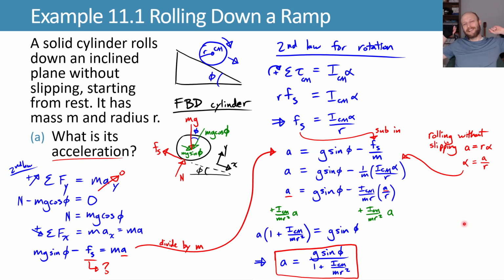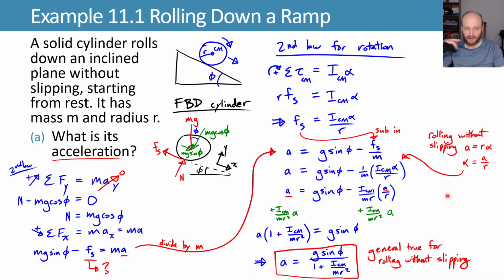You might be like, why didn't we substitute in for I center of mass way back here? Maybe that would have made our lives easier. Well, by not doing so, we have gotten a generally true statement for rolling without slipping as you roll down this ramp. So anything that's rolling without slipping down a ramp, whether it's a cylinder or a sphere or something else that can roll, will have this behavior.